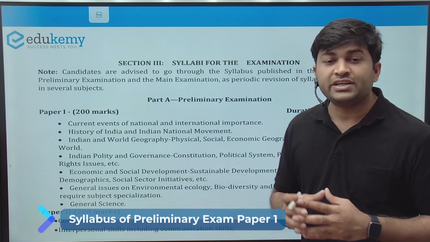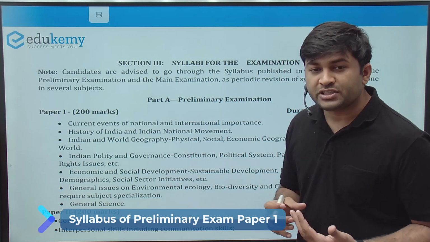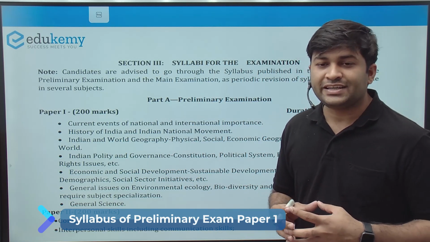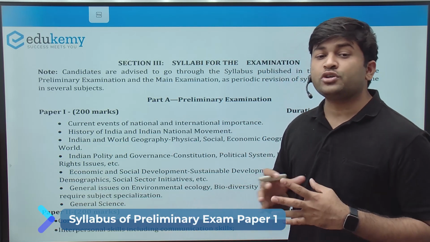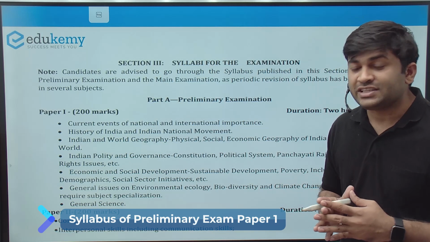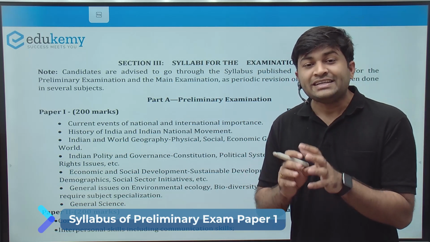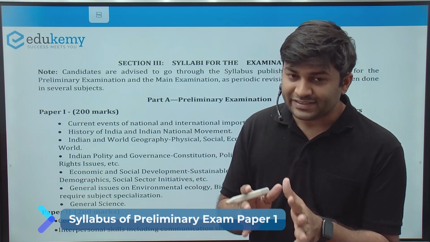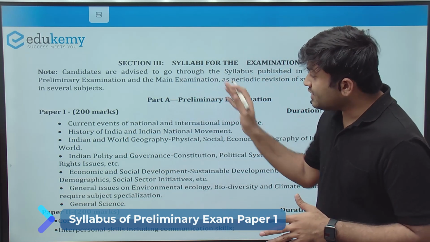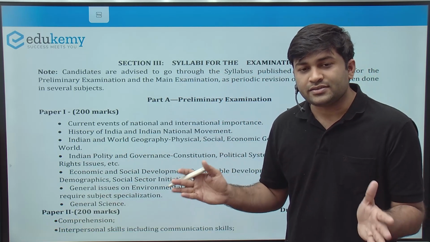Economic and social development, sustainable development, poverty, inclusion. Then you have demographics, social sector initiatives, general issues on environmental ecology, biodiversity and climate change, and also they have mentioned that do not require special subject specialization. Then you have general science. So these are all part of your preliminary paper 1 syllabus.